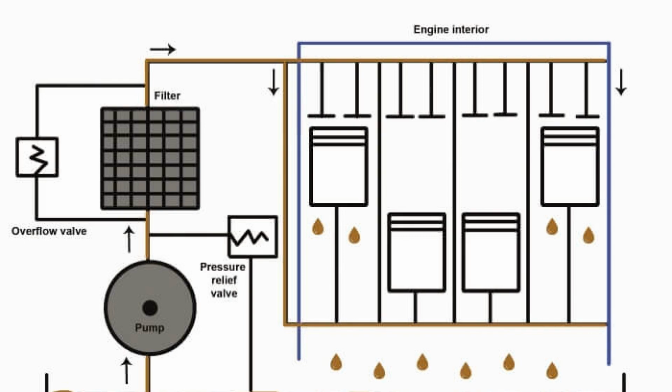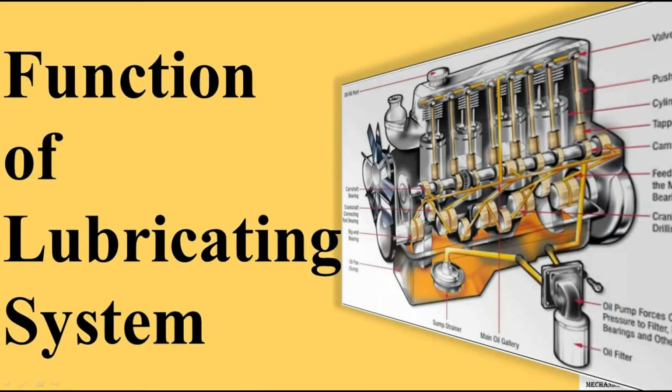In conclusion, the lubrication system of an internal combustion engine plays a crucial role in ensuring optimal performance and longevity. By reducing friction, dissipating heat, and preventing wear, this system safeguards the engine's components under various operating conditions. Understanding the design and principles of operation not only highlights the importance of regular maintenance, but also emphasizes the advancements in technology that continue to enhance engine efficiency.